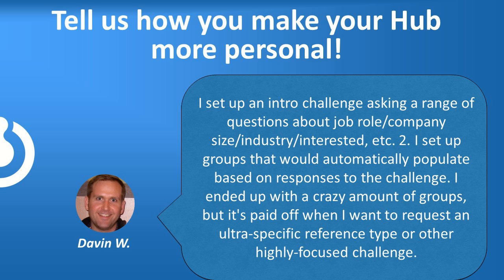And in fact, Bevin, on this next slide here, has the same idea. And it's a little bit more detailed, so I'll read this one. Bevin says, I set up an intro challenge asking a range of questions about job, role, company size, industry, interests, etc. And then you set up the groups based on these, which is a really good idea. Because as you may know, we have a very powerful segmentation engine which allows you to create groups based on answers to questions. So he does end up with a lot of groups, but when you want to make very personal, very relevant challenges and target them to these certain interest groups, industry groups, or company groups, it's very easy after you've already segmented people through an intro challenge. So it's definitely a good idea to create one of those intro challenges because you can learn a lot about the advocate right away.